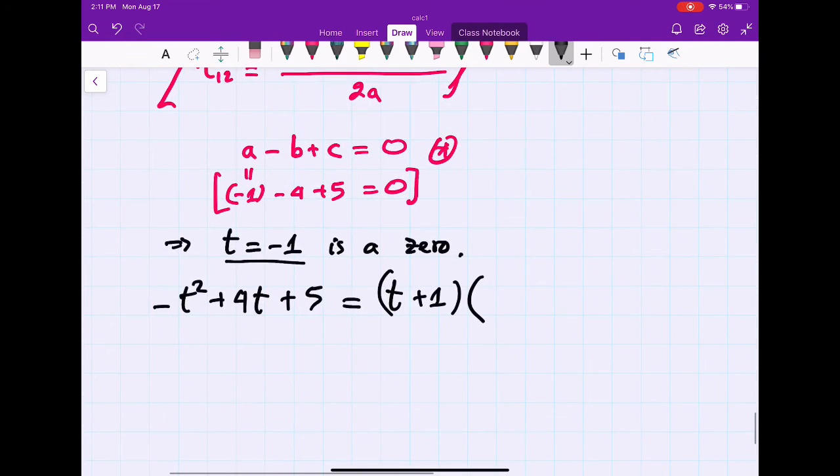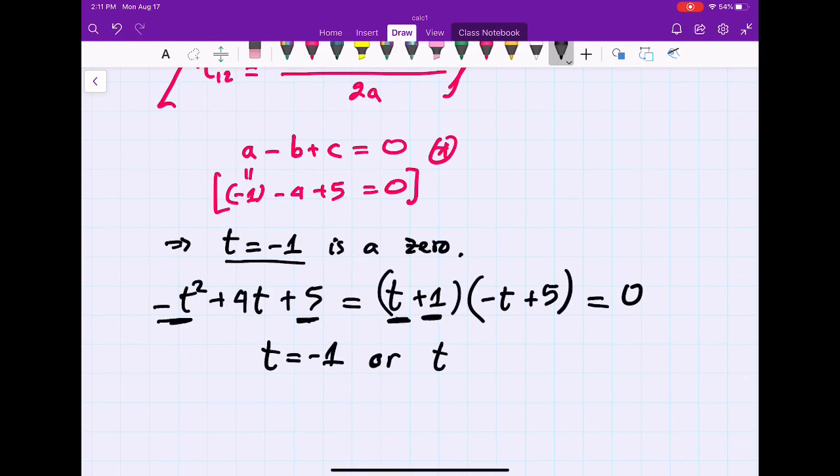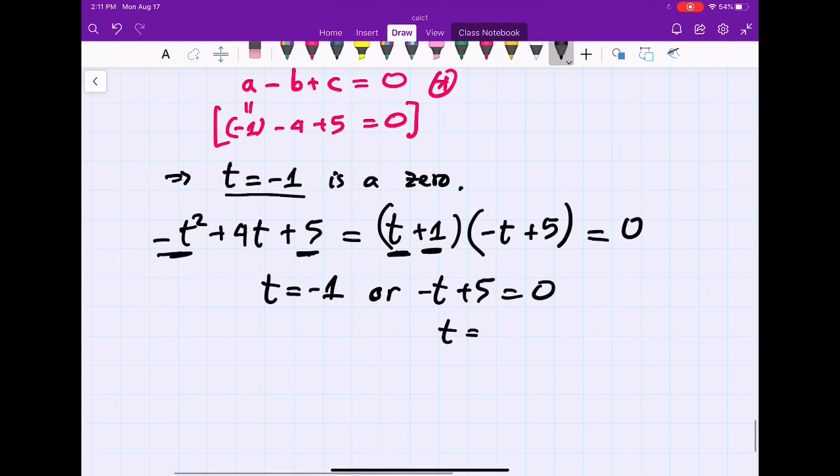And we need to do some division, but in this case, the situation is simple. I have t in here, and I have negative t squared in here. That means in this term, I would need negative t, right? For the free coefficient, I have 1 here and 5 there. So I need plus 5. Does that make sense? And then you set this equal to 0. From here you get t equal to negative 1, or negative t plus 5 equal to 0. That means t equal to 5.